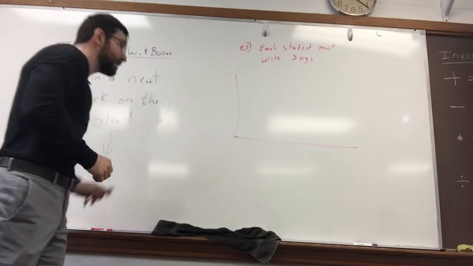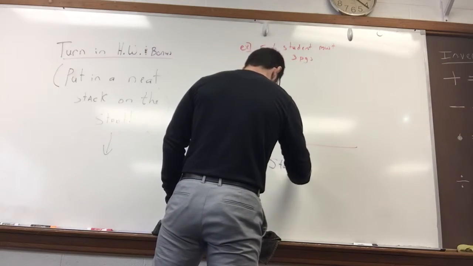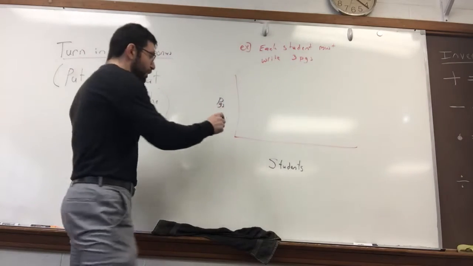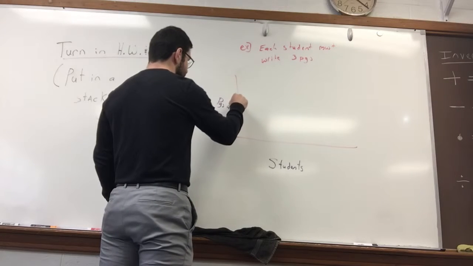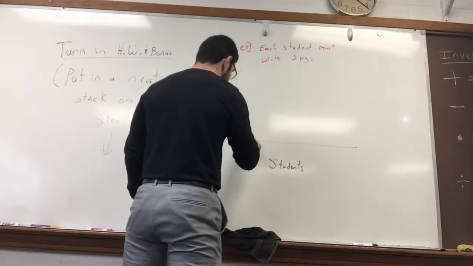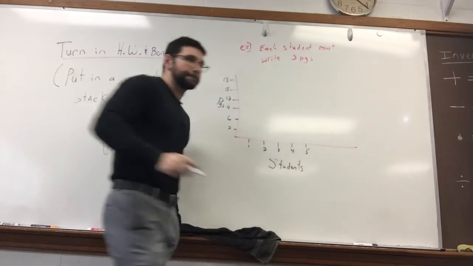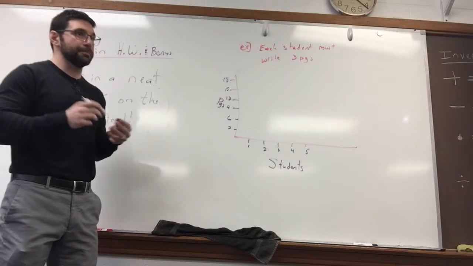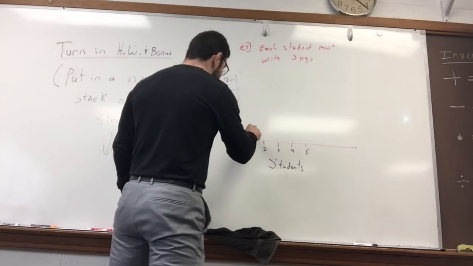My graph is going to say students and pages. Okay? We know that there's 0, here's 3, here's 6, there's 9, 12, 15, 18. 1, 2, 3, 4, 5. Okay. So, Madison, how many pages does one student write? 3. 3 pages. So I could graph that one student.